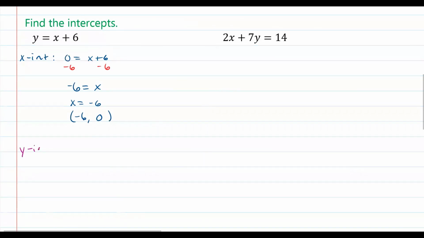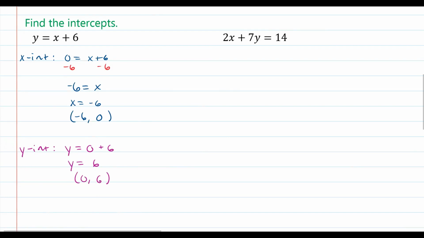Let's now find the y-intercept. Similar process, I'm going to replace x with 0. So y is equal to 0 plus 6. In this case, I just need to simplify the right side. 0 plus 6 is 6, so I get y is equal to 6. This gives me the y-intercept of (0, 6) in ordered pair format.